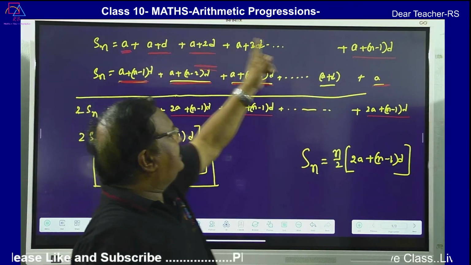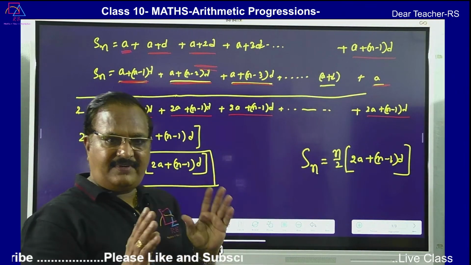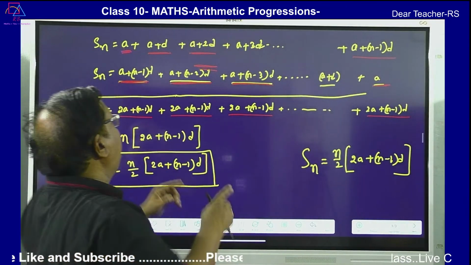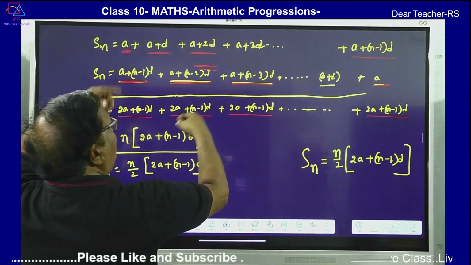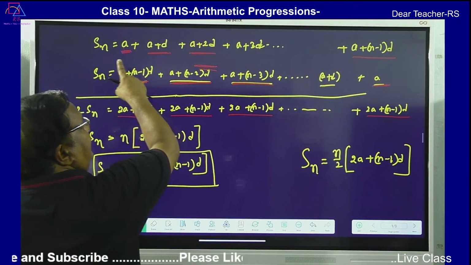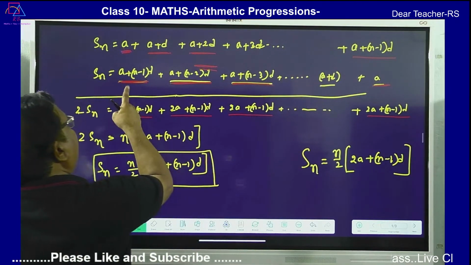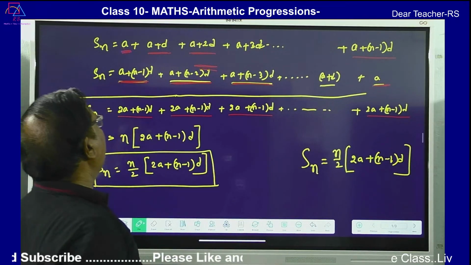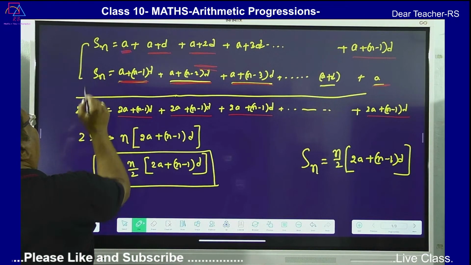This last term will be here. So I have written Sn, the sum of n terms, that means the same progression 2 times. One is in the increasing order, the other one is in the decreasing order, and these two I have added.